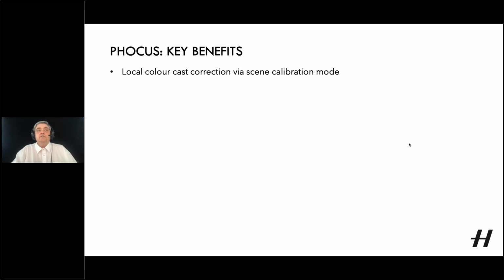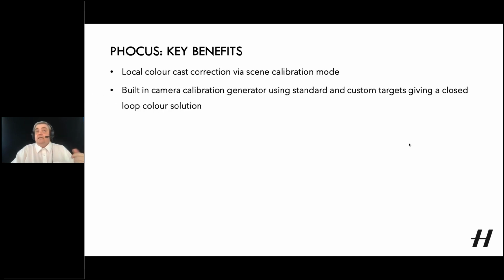A couple of extra ones. For those that use tilt shift or work with mixed lighting and want to level that out, the scene calibration mode gives you a quick and simple way of evening out the lighting and correcting for casts. Camera calibration, we're going to look at that later on today. So that's built in for a closed loop. Obviously, you can use third-party software by exporting the targets as well. But for a quick and easy way of doing things, there is the calibration generator.